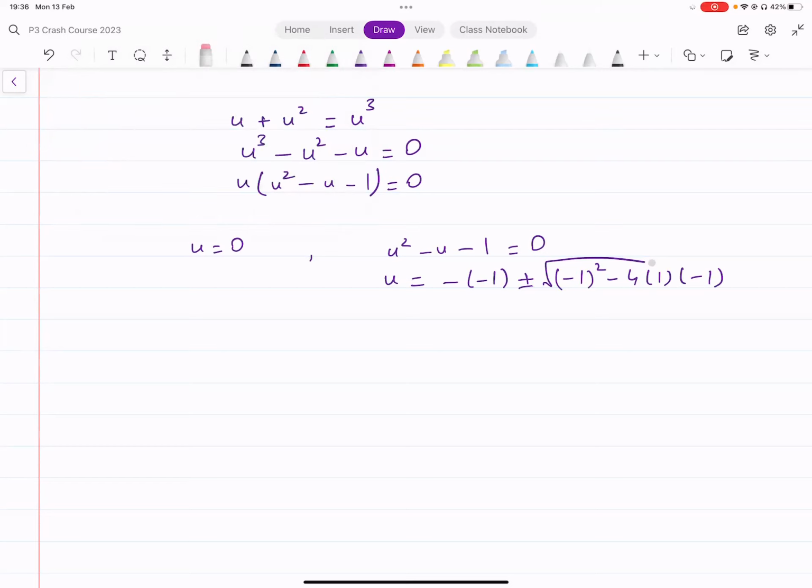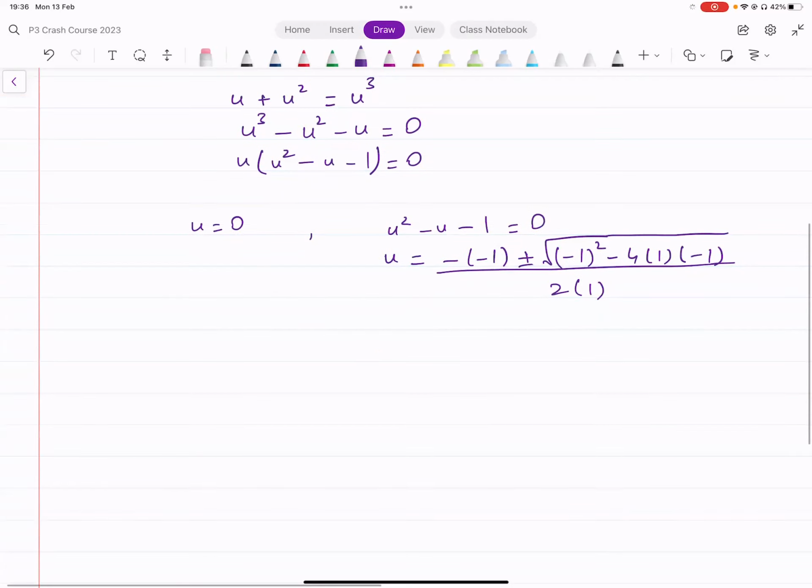All right, this is what you have in the numerator here, divided by 2 times a, which is 2 times 1. Now you just solve it using a calculator and get the two values of u from your calculator. You can write them directly here after this step. Let's see what they are. u squared minus u minus 1 equals 0. So 1.6 and minus 0.6.